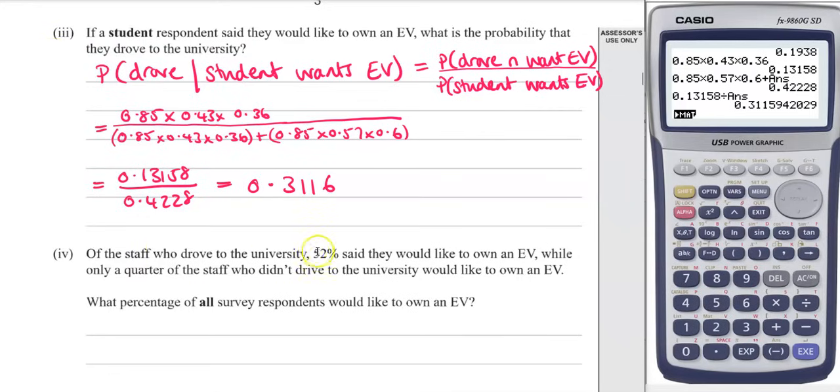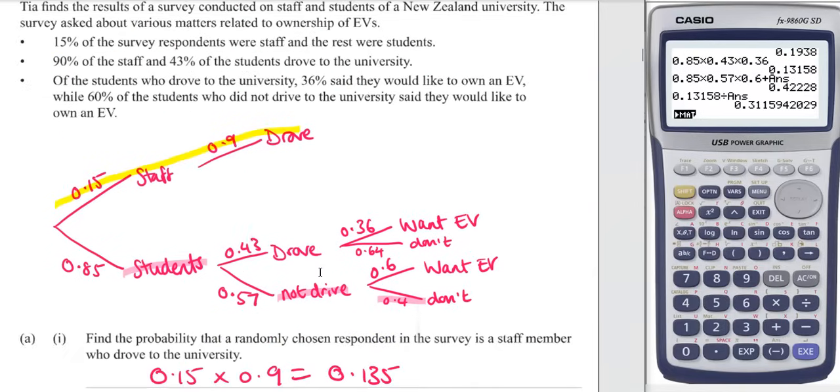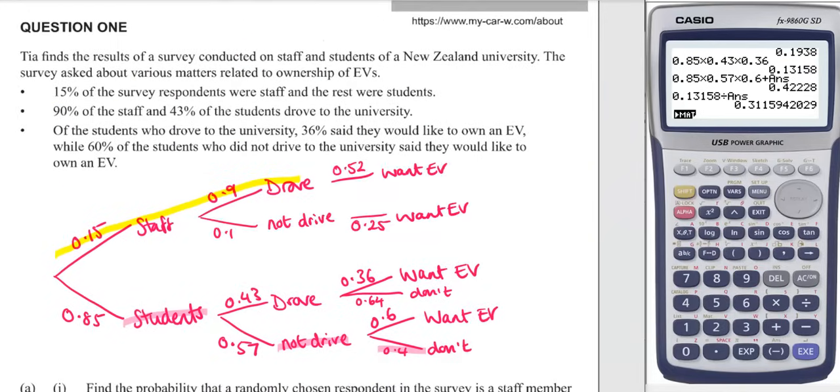Okay, now we're going to get some more information about the staff that drove. 52% want to own an EV. A quarter of the staff that didn't drive want an EV. So let's add that to our tree diagram. And then the question asked for the proportion of all people that want an EV.